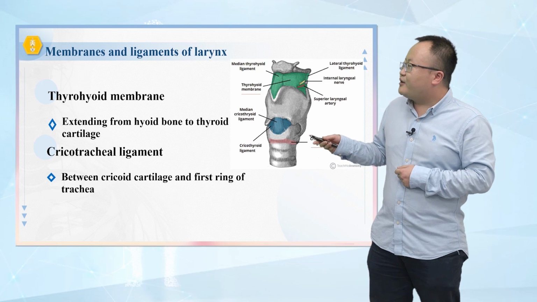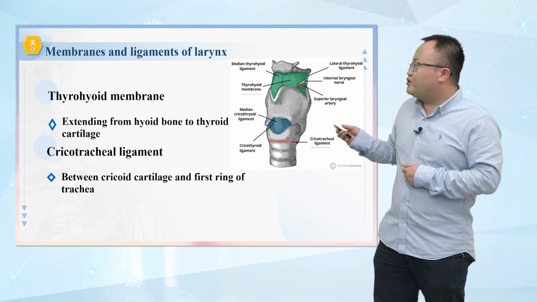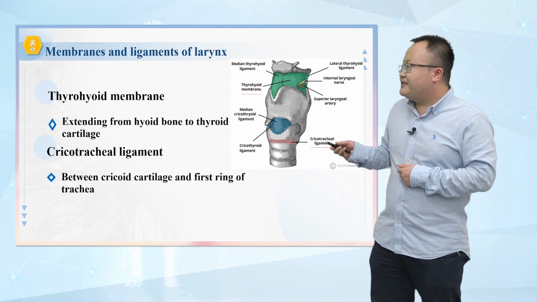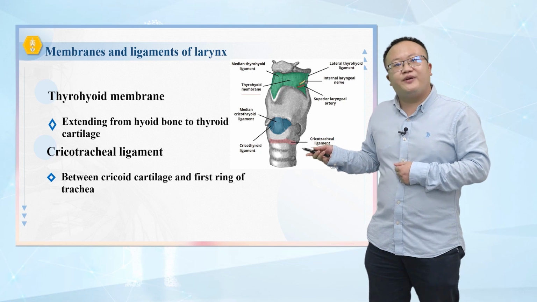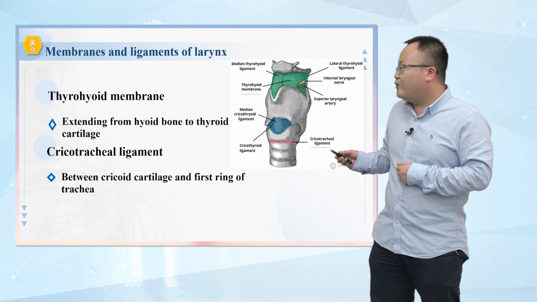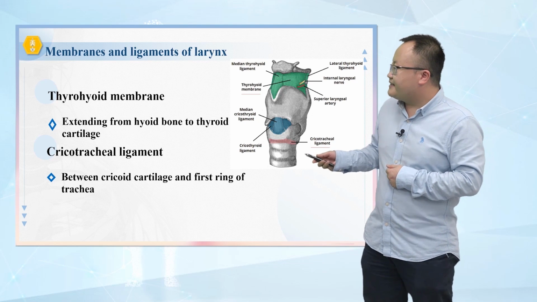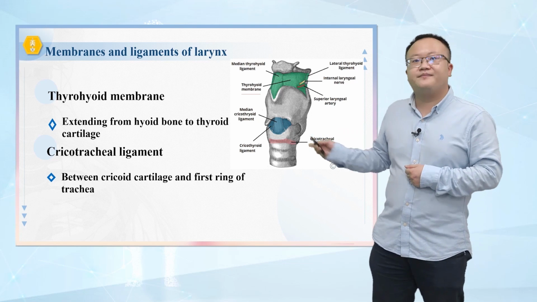Membrane. The thyrohyoid membrane extends from hyoid bone to thyroid cartilage. The cricotracheal ligament is between the cricoid cartilage and the first ring of trachea. This is the cricotracheal ligament, this one.